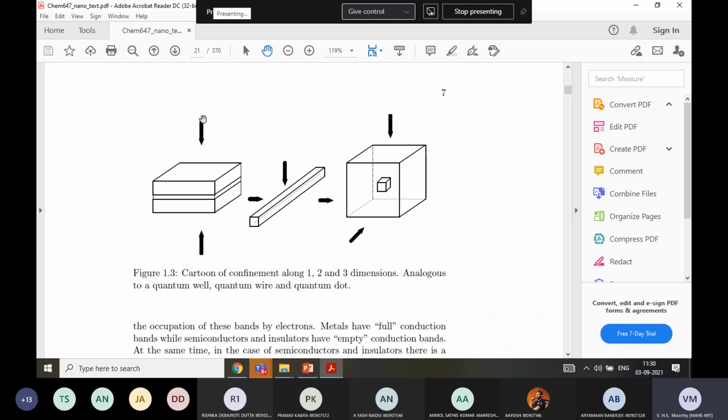Now in two dimensions the electron can move in two dimensions, and in one dimension the electron can move in only one dimension. Then naturally we can think of another possibility: the electron cannot move in any of the three dimensions. It cannot move in the x, y, or z direction. It can be localized in a certain volume. Then it is called a quantum dot.